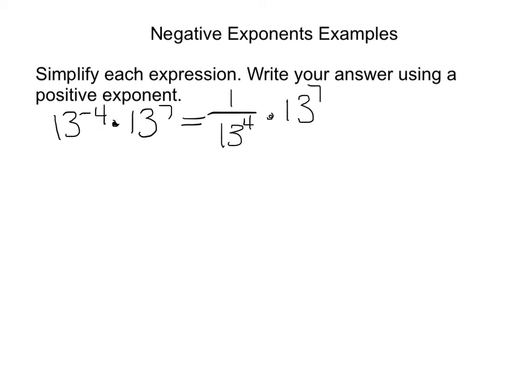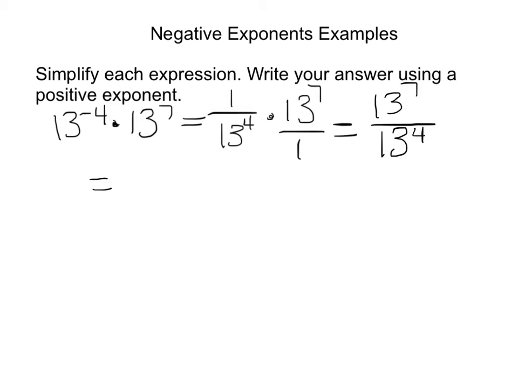And remember, I can put the 13 to the 7th over 1 because any integer, any whole number, can be written over 1. So then I'm going to use my multiplication of fractions. So 1 times 13 to the 7th equals 13 to the 7th over 13 to the 4th times 1, which gives me 13 to the 4th. Now using my quotient of powers property, I can simplify.